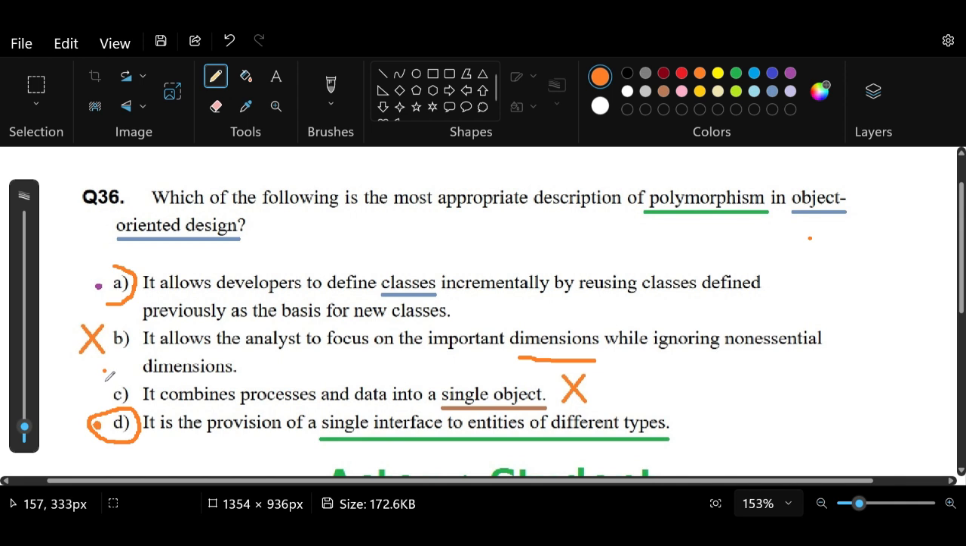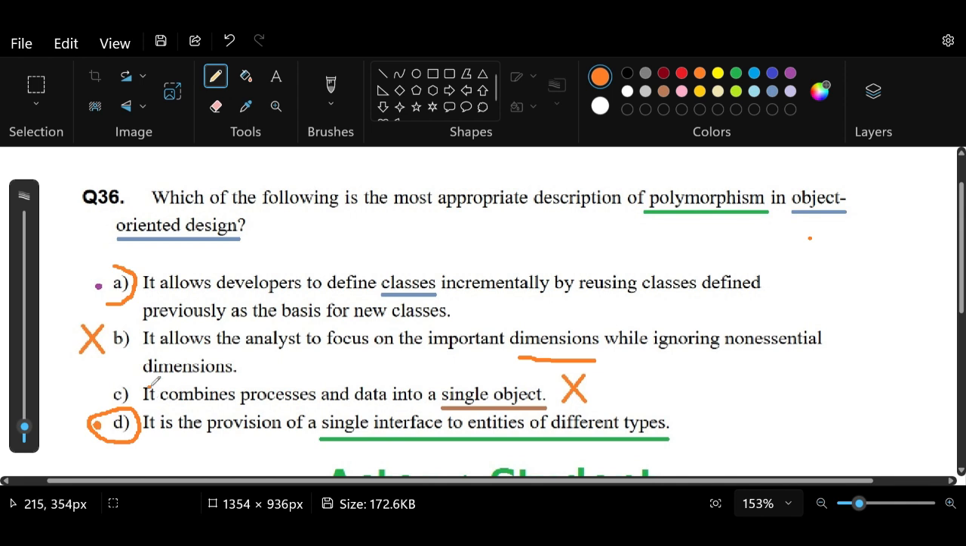Of course, I say that because I've seen the other choices. Okay? What about letter C? It combines processes and data into a single object. Actually, what we want is to be able to create multiple objects. And in this case, we have only one object, a single object. Therefore, C wouldn't be the right answer.